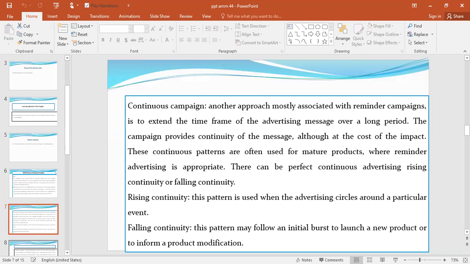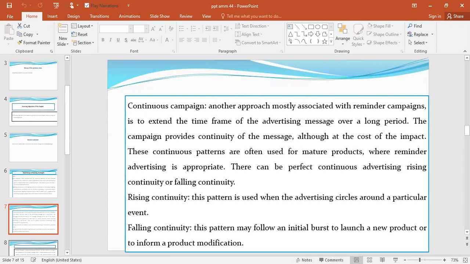Next is continuous campaign. Another approach, mostly associated with reminder campaigns, is to extend the time frame of the advertising message over a long period. The campaign provides continuity of the message. Although at the cost of impact, these continuous patterns are often used for mature products, where reminder advertising is appropriate. There can be perfect continuous advertising, a rising continuity, or falling continuity.